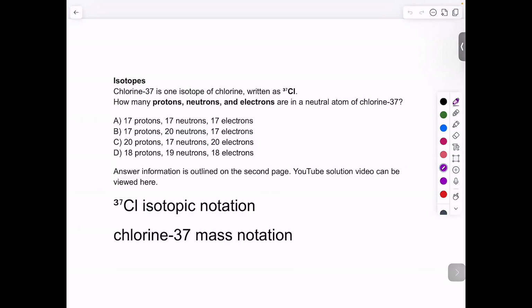And you'll notice I have two particular notations here. We have the Cl with the 37 superscript, that's isotopic notation. And then we also have chlorine-37, its mass notation. So there are two separate notations that basically represent the same thing. And we just need to know what mass we're dealing with, correct?